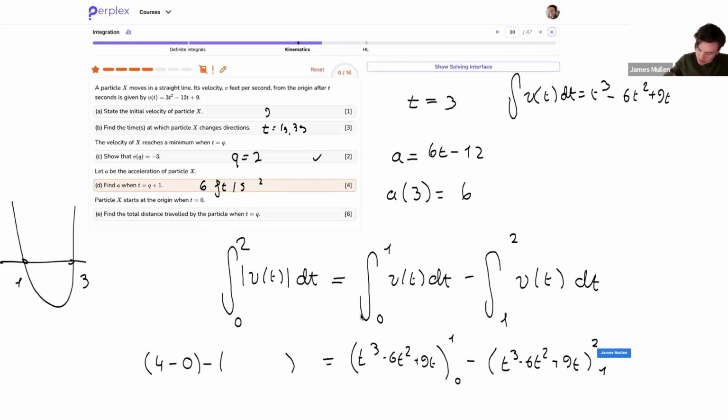So 2 cubed is 8. Minus 6 times t squared, 2 squared is minus 24, so 8 minus 24. And then plus 18. Okay? And I'm going to subtract from that when this whole thing is equal to 1. That's the same as when this is equal to that. So it's going to actually be plus 4 again. Okay? So all in all, I'm going to have 8 minus 24 plus 18 is 2. And so I'm going to get 6 feet.